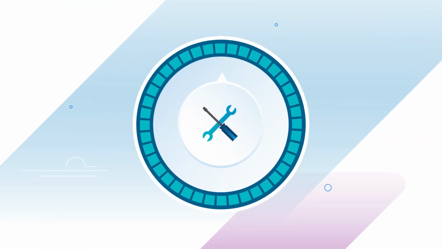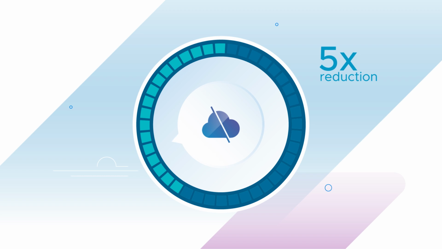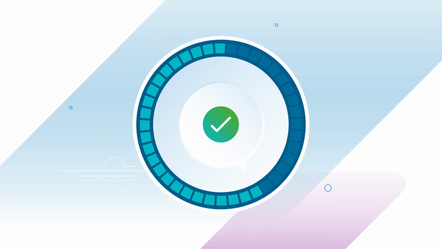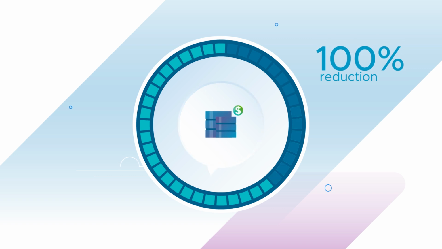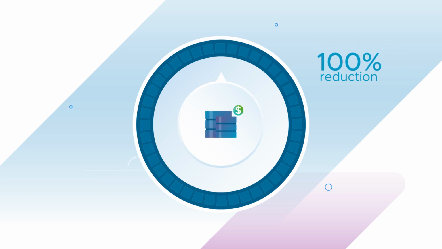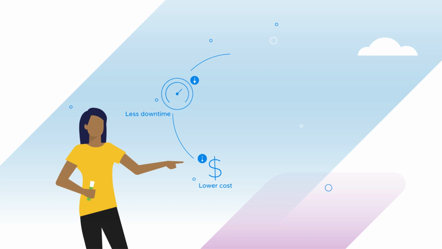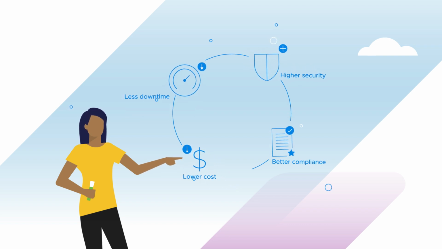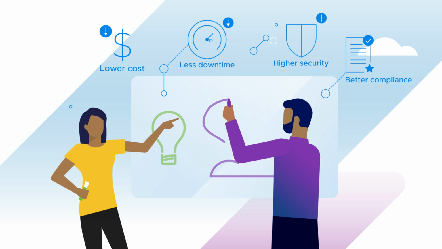According to research by Forrester, companies that use VMware Cloud Foundation Operations see a 20% reduction in issue resolution time, 5x reduction in relative downtime, 77% increase in operational efficiency, and a 100% reduction in last-minute hardware spend. In other words, lower cost, less downtime, higher security, and better compliance. So you can drive better decision-making and innovate faster.